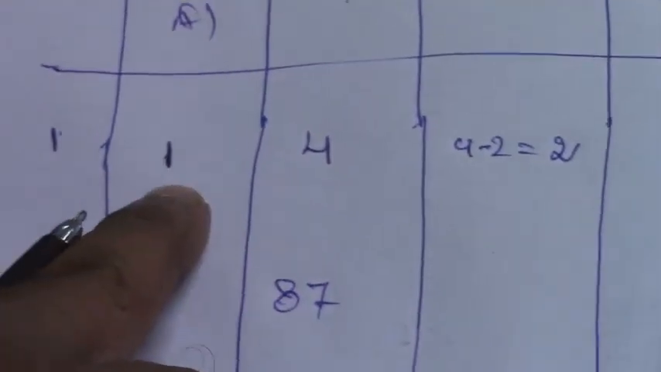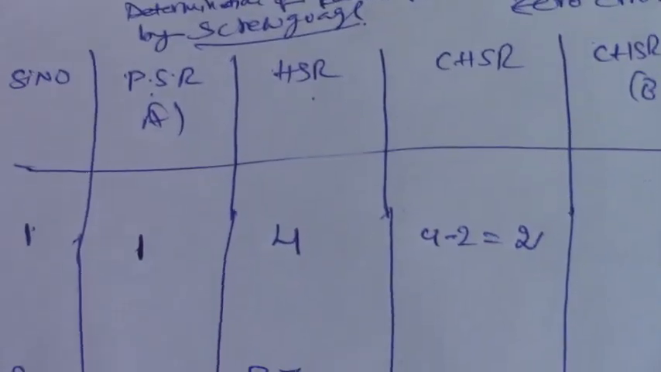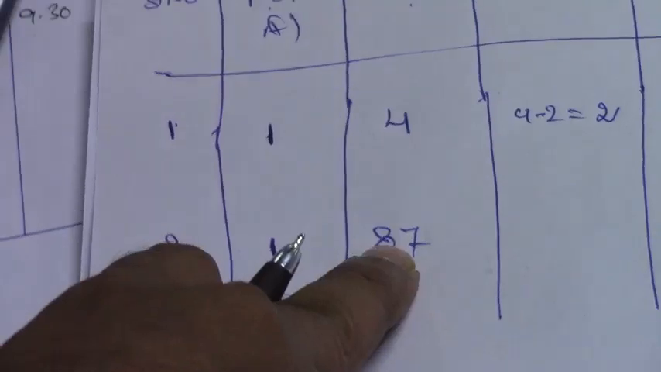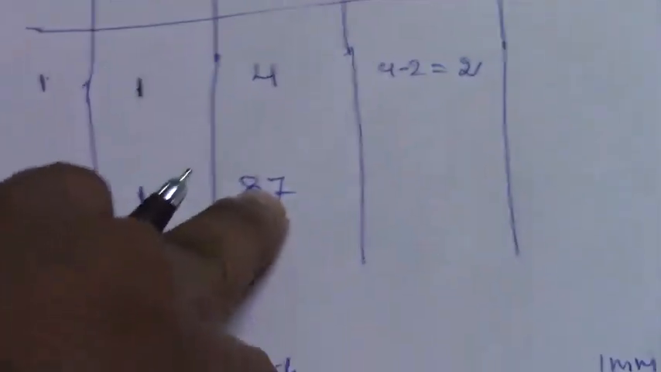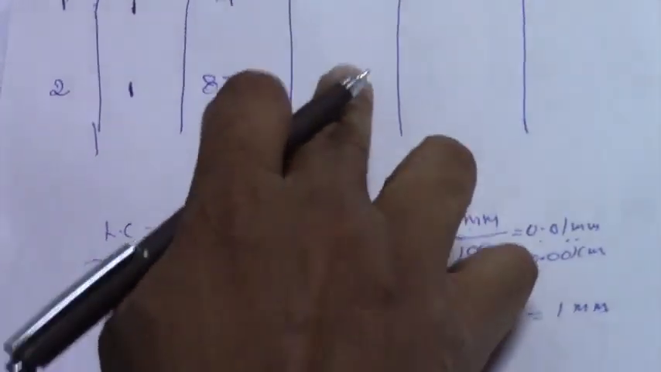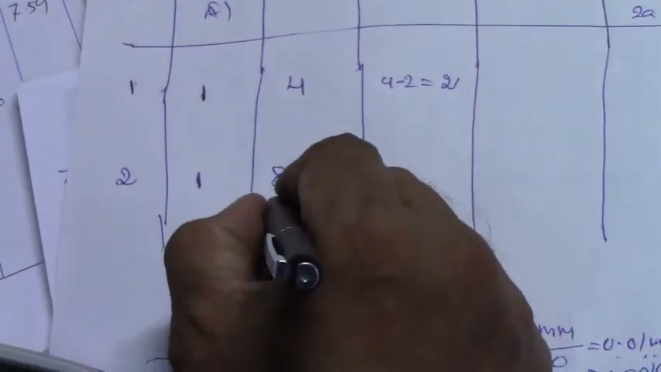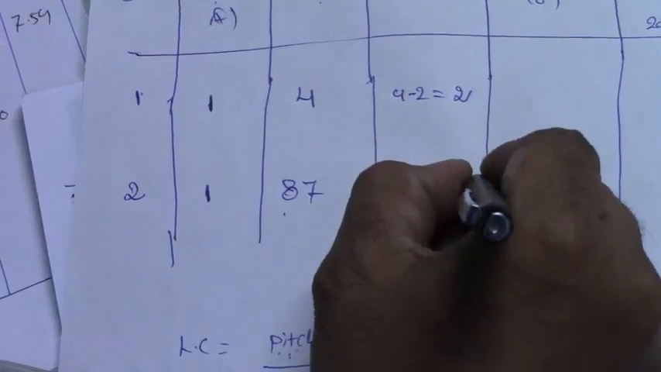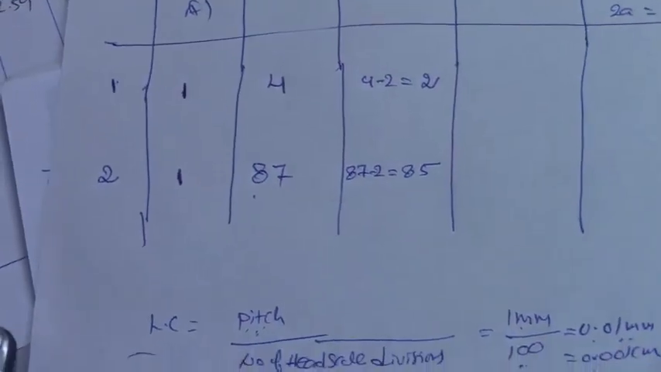So you see clearly, students, at one place we got a PSR as 1. In both cases we got 1, but the HSR reading is different, which means that the wire is not uniform. That's why we are taking the average value. Here, what is the corrected head scale reading? 87 minus 2, which is equal to 85.